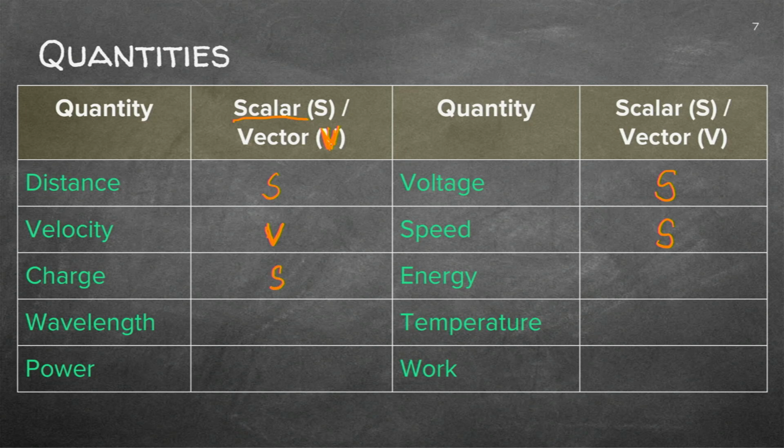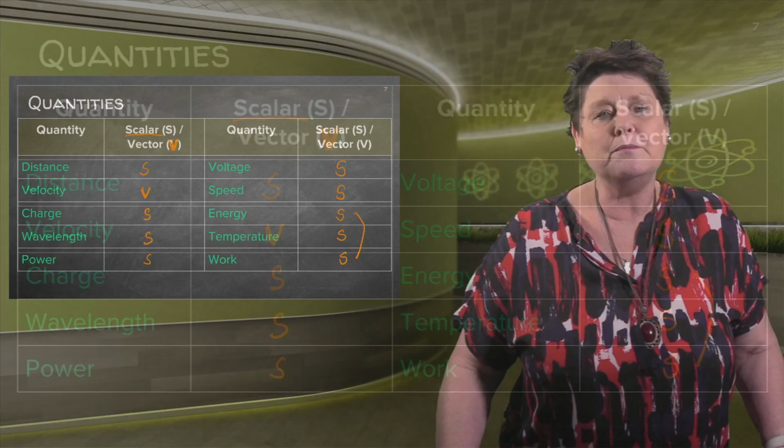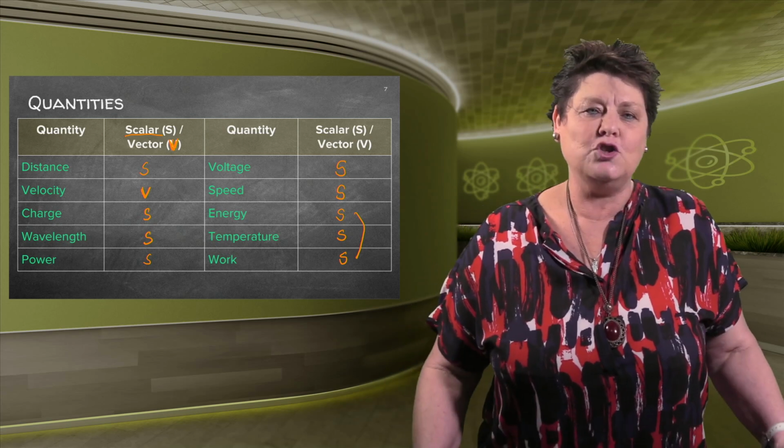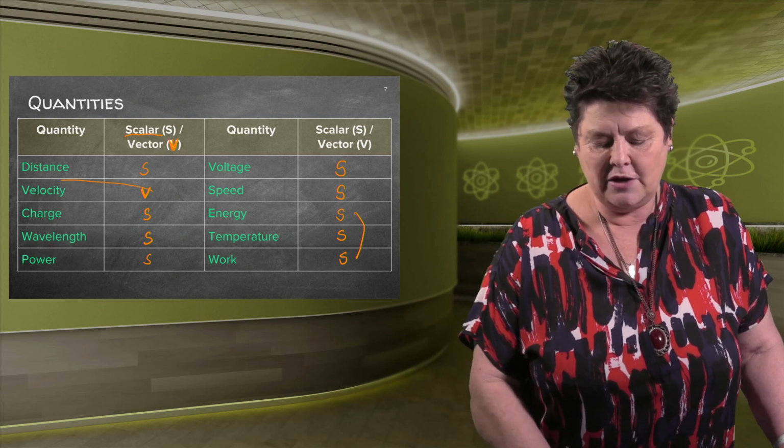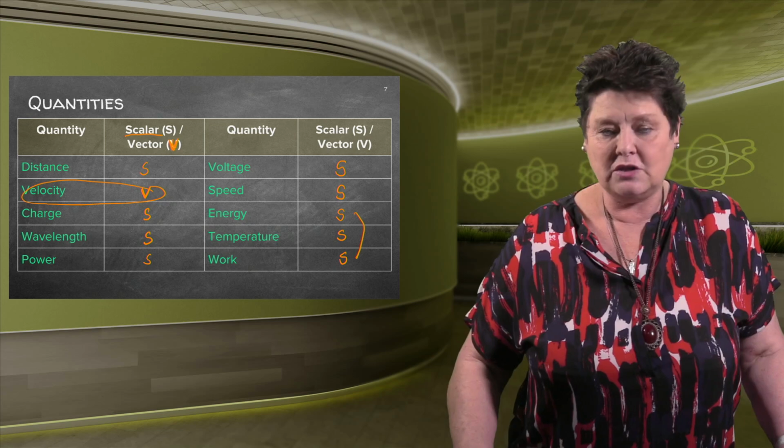Charge will be a scalar. Energy will be a scalar. You use 10 kilojoules picking up anything or putting something down or just walking. So that's not in a defined direction. Wavelength will be a scalar. Temperature will be a scalar. Power is a scalar, and work as well, because energy and work will measure the kilojoules that you exert. So in all these cases, it was only velocity that was in a certain direction.